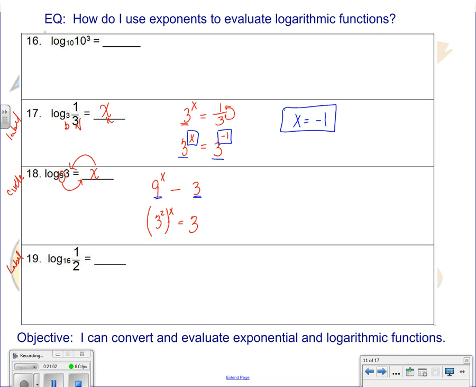Remember our exponential laws, not our log function, sorry. Which says, if I have an exponent raised to an exponent, I'm just going to distribute and multiply the two exponents together. The base will stay the same. So 3 stays 3, and I now have 2x is equal to 3 to the power of 1. The exponent that's not shown is a 1. I now have the same base, which means the exponents are equal to each other. So 2x must equal 1, and solving for x, we get that x is equal to 1/2.